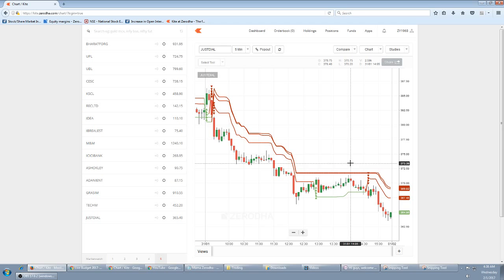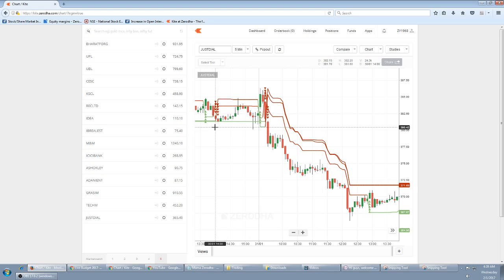Okay, so for those of you who are very new to using indicators, this is just for your information. If a particular script is going down, the Supertrend lines will be above the candlesticks. And if a script is going up, the Supertrend line will be below the candlesticks in a green color. Now having that said, let's take an example of Just Dial. This is what happened to Just Dial.